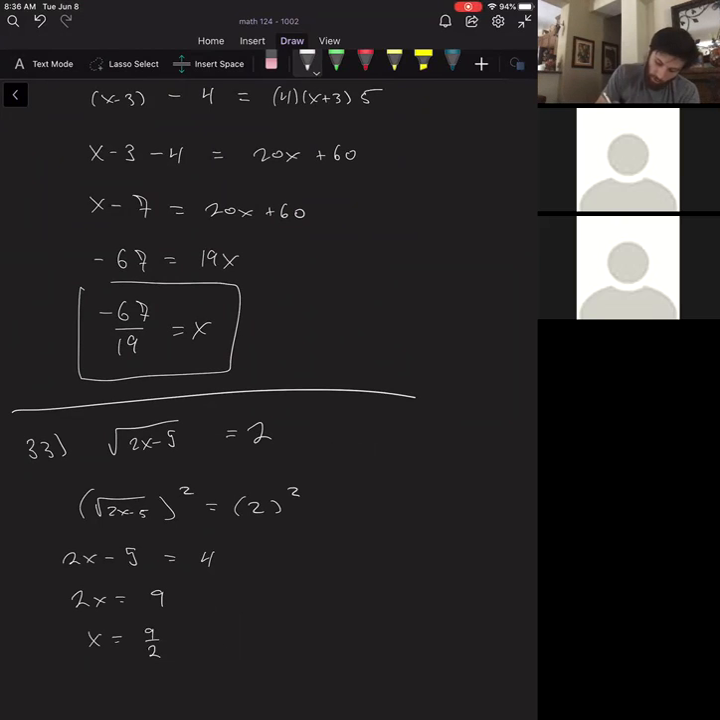Now with these square root problems, we need to make sure that if we plug this number in, the number on the inside is not a negative number. If we plug in 9 halves, the inside's not going to be negative. So this answer is okay. So for this problem, our answer is going to be 9 over 2.